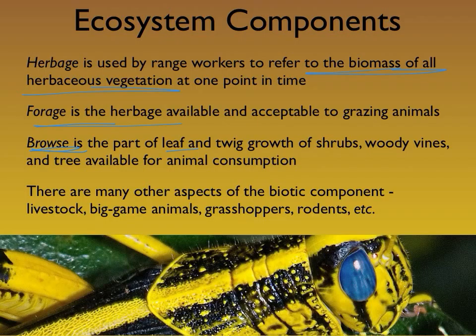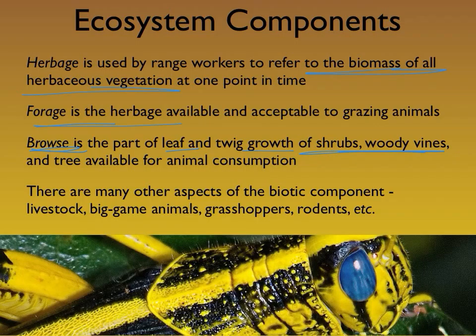Browse. Sometimes leaf, sometimes twig growth, but mostly on these other kinds of shrubs and woody plants. Sometimes they're referred to as a little less herbaceous, right? A little less green than you would think of as a grass plant as being. So that browse is looking at that other material that is also consumable to animals. So those are some things you can think about.